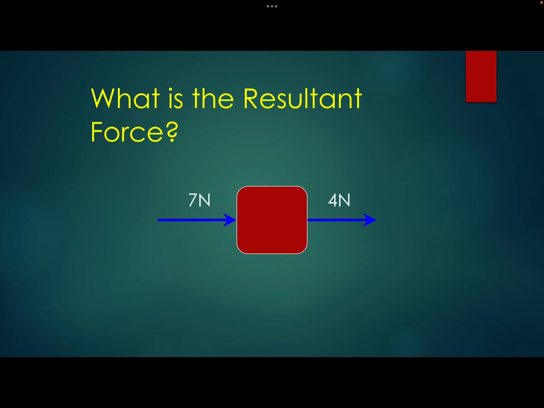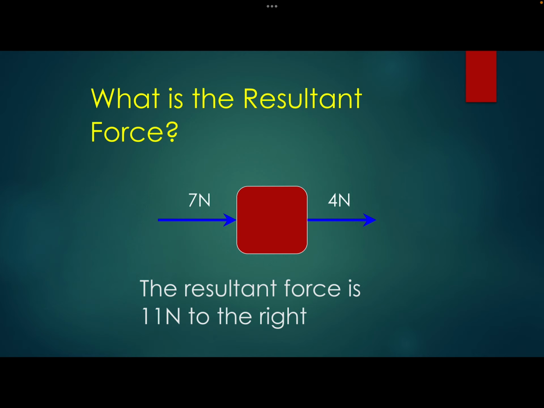Ooh, trickier one. Now the answer here is not 3. If you got 3, you need to check the directions of those arrows. Can you see they're both acting in the same direction here? That means I'm going to add them together as opposed to take them away. So the resultant force here would be 11 newtons to the right.